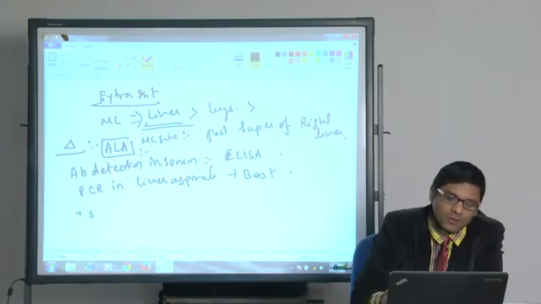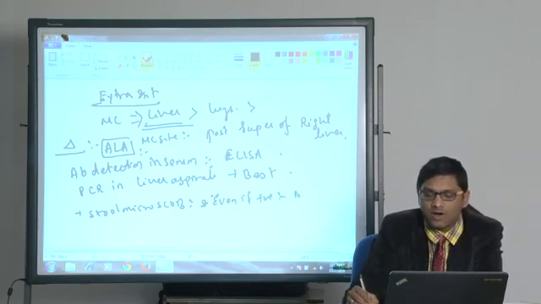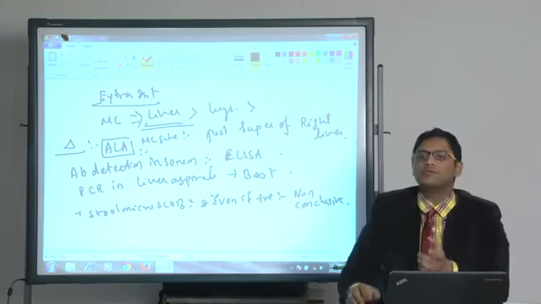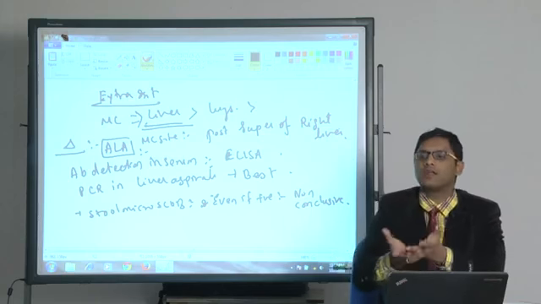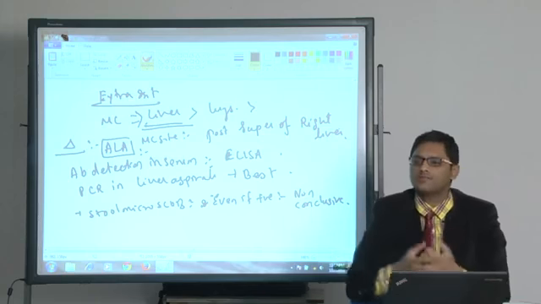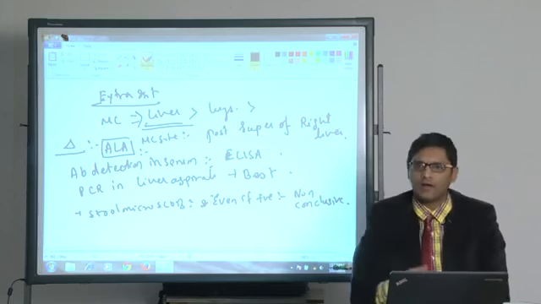Please remember, if you go for stool microscopy, even if it is positive, it is non-conclusive. Why? Because if stool microscopy is positive, what is the possibility that even the liver abscess is due to Entamoeba histolytica only? It may be some other cause of liver abscess. So, stool microscopy, even if it is positive, is non-conclusive.